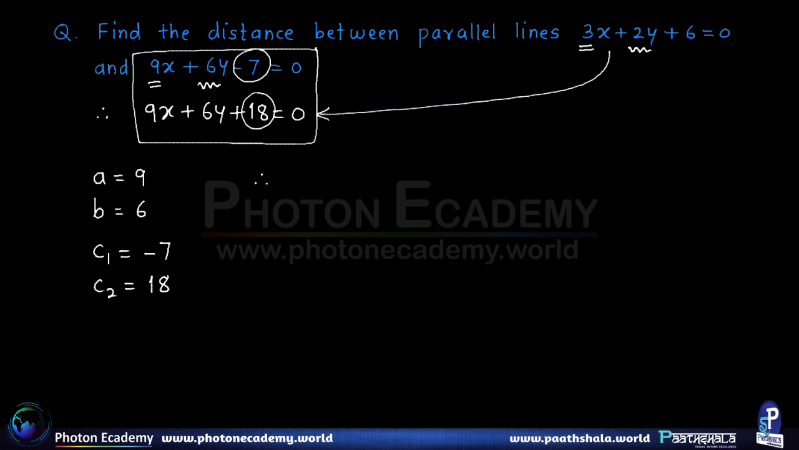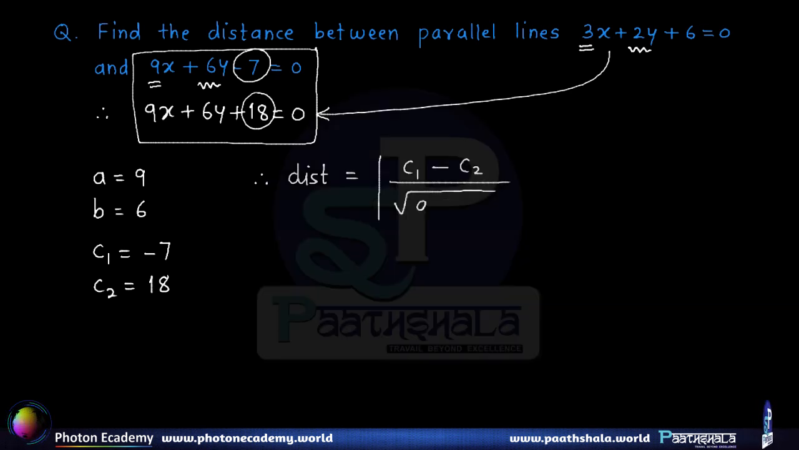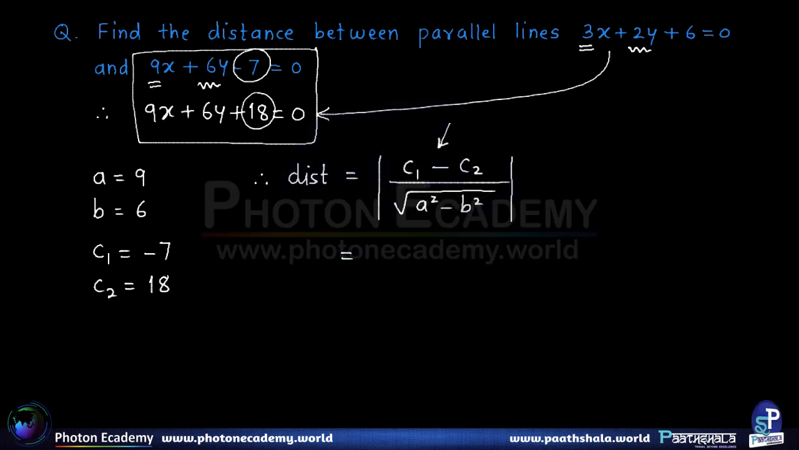Now the distance between two parallel lines, let us rewrite the formula first, that is mod of c1 minus c2 upon root of a square plus b square. Just one thing to observe, as we have a modulus sign here, being a distance, it does not matter in what way we write the subtraction in the numerator. Whether it is c1 minus c2 or c2 minus c1, it won't make a difference. Right? So let us continue.